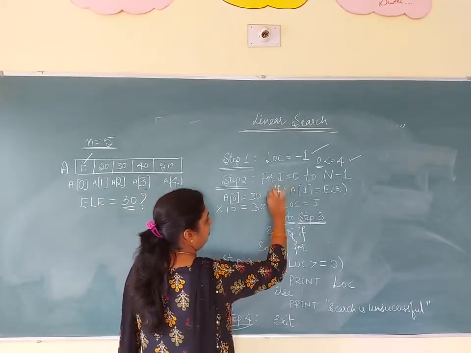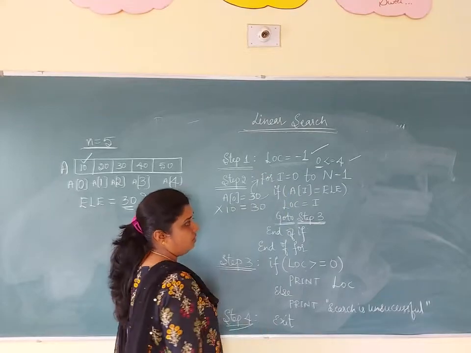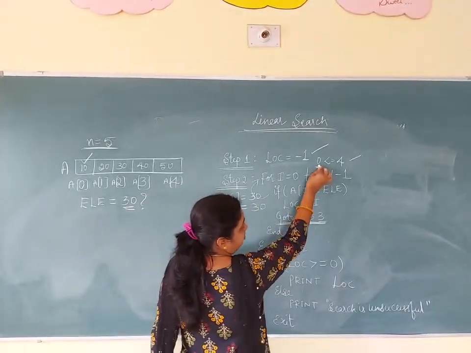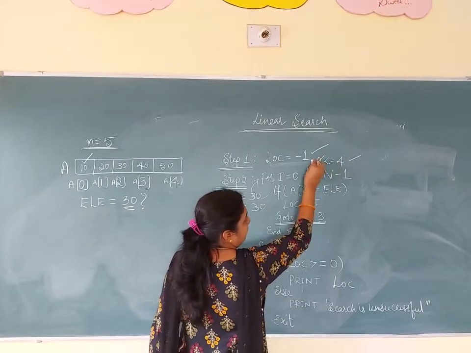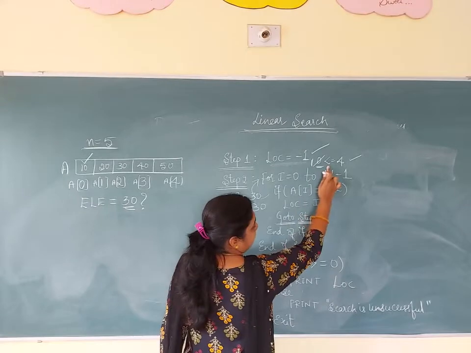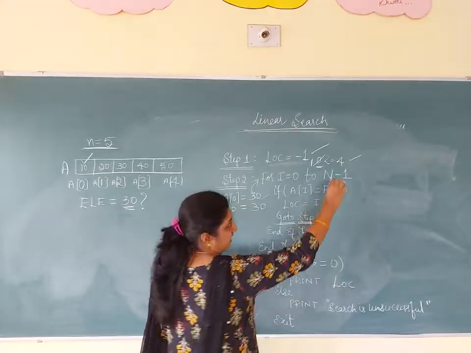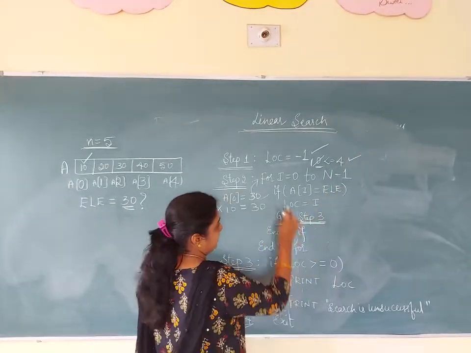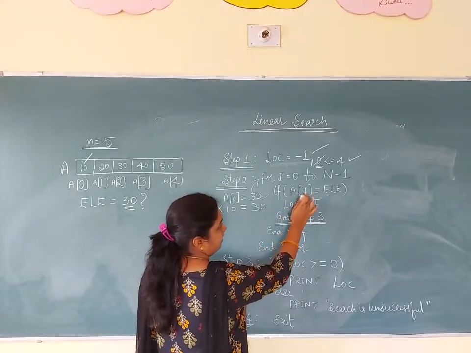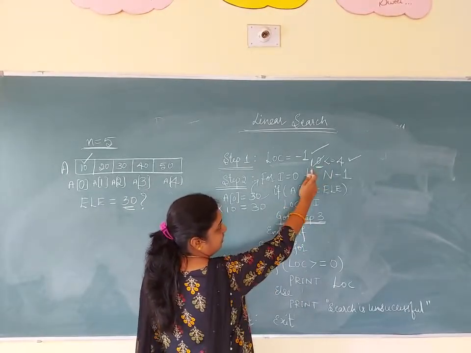It will go to the for loop, and it will increment the i value. Before it was 0, now it will be incremented to 1. Now 1 is less than or equal to 4. Yes, again the condition is true. It will come here to the if condition. If A of i, where i was 0 and is already incremented to 1.